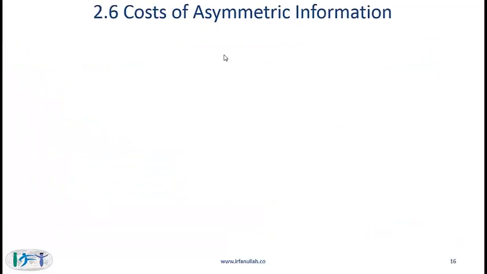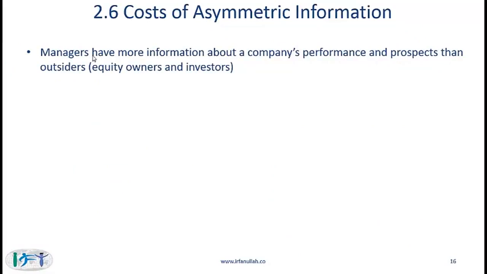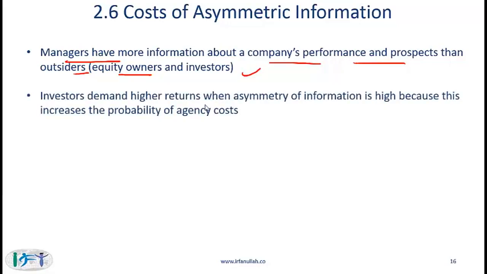What are the costs of asymmetric information? So understand this basic point. Managers have more information about a company's performance and prospects than the outsiders, equity holders and other investors. So this is called asymmetric information, where the insiders obviously know more than the outsiders. Investors demand higher returns when asymmetry of information is high because this increases the probability of agency costs. If a company hides what it is doing, doesn't make sufficient disclosures, then the outside world will assume the worst. And when contributing any capital, the outside investors will demand a high return.